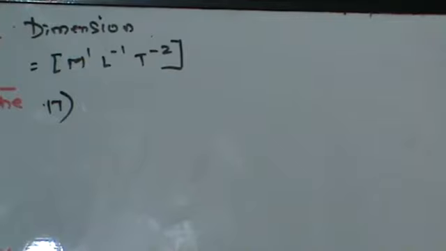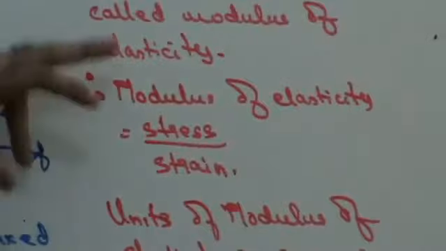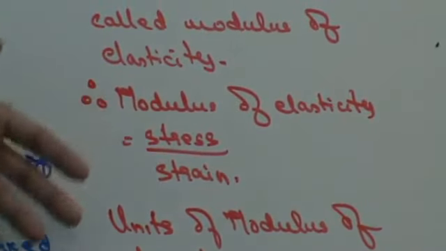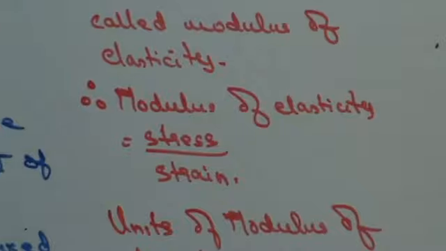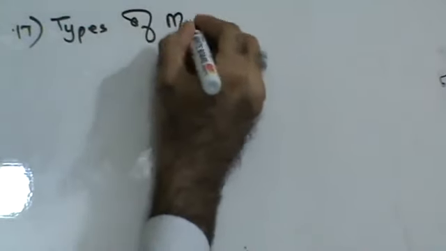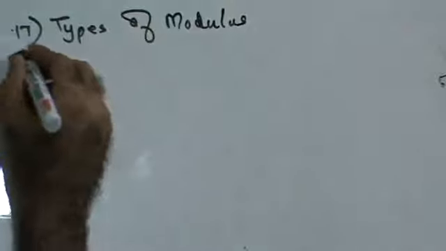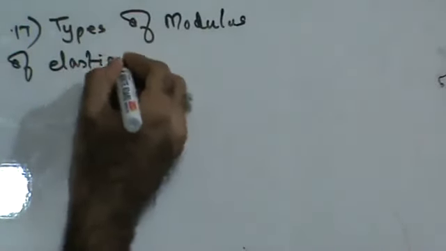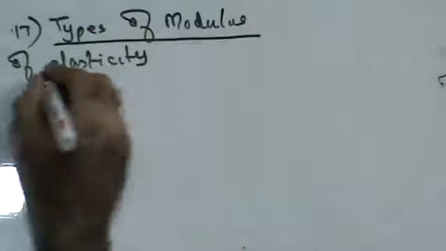Now, there are three different types of stress, there are three different types of strain. Since there are three different types of stress and strain, and modulus of elasticity is stress upon strain, hence there are going to be three different types of modulus of elasticity. Do you get this? What are the types of modulus of elasticity? There are three different types of modulus of elasticity.